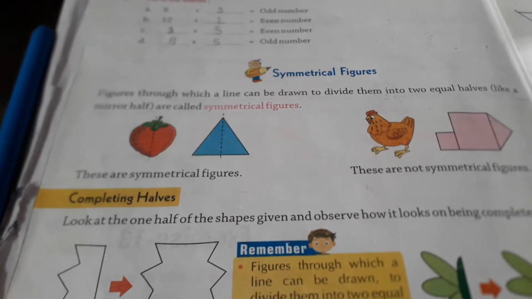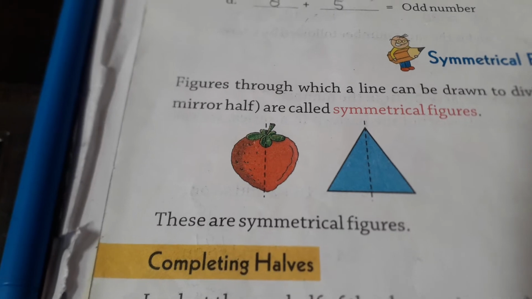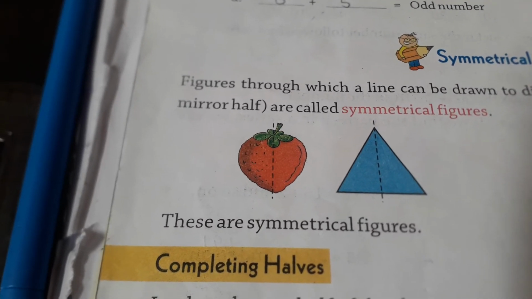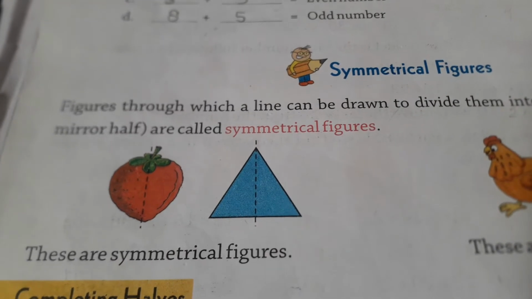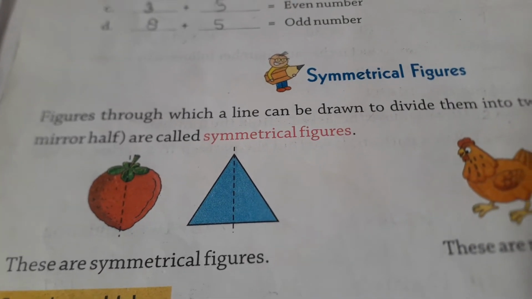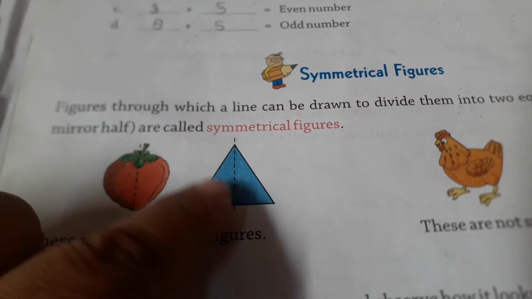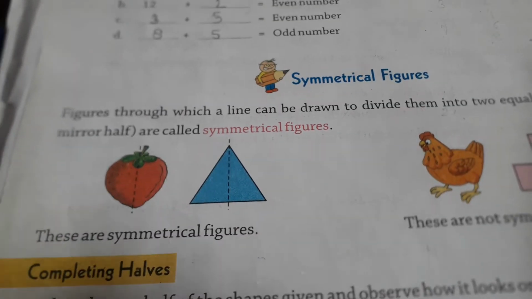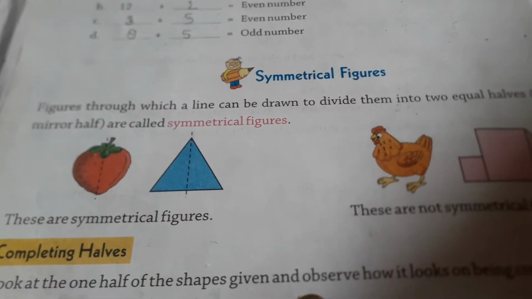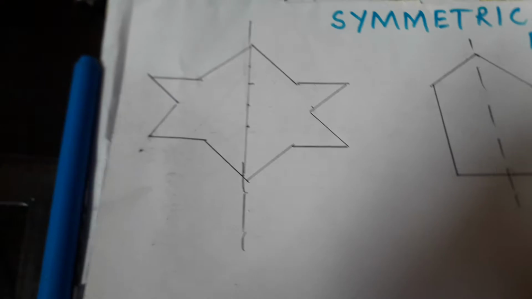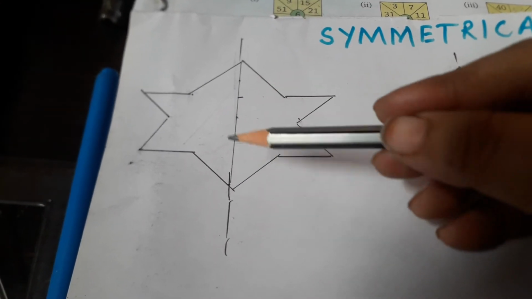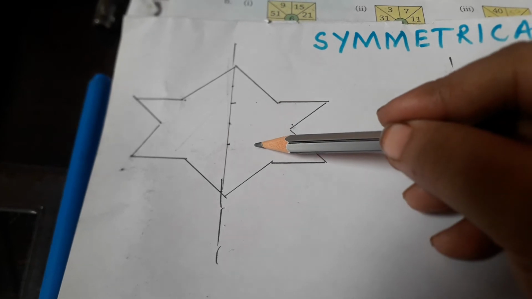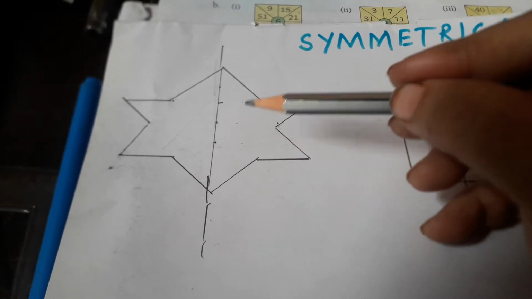Look at some figures. See this strawberry. You can divide this strawberry into two equal parts. So this is a symmetrical figure. See this triangle. You can see that by this line the triangle can be divided into two parts. So this is a symmetrical figure. See some more figures I have drawn for you. See this star. By this line you can divide the star into two parts. So this is a symmetrical figure.